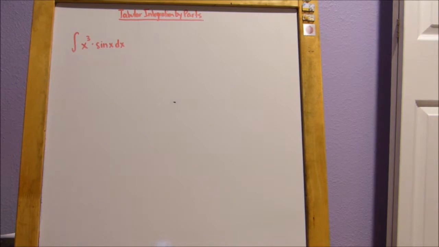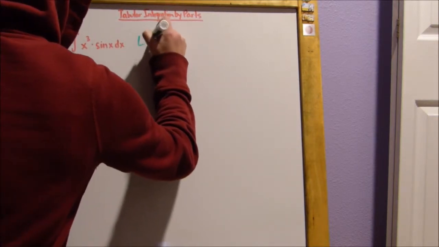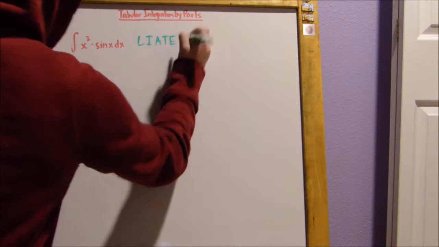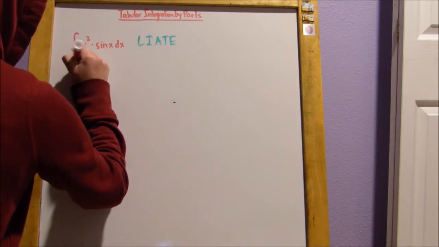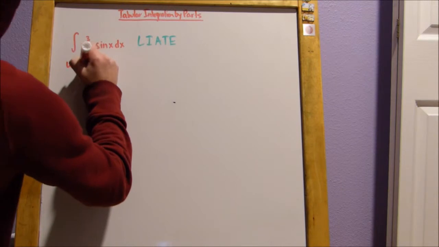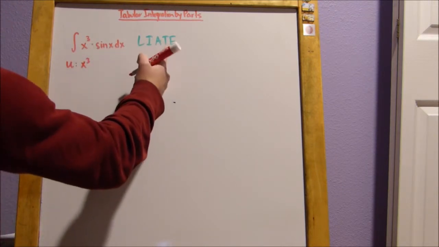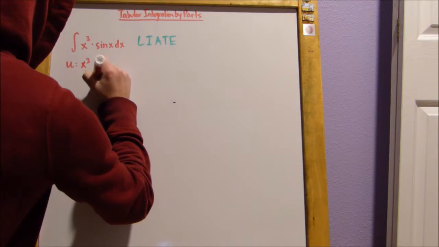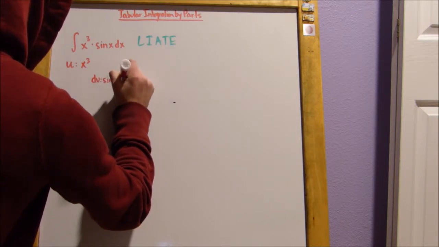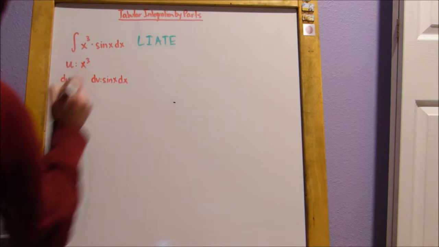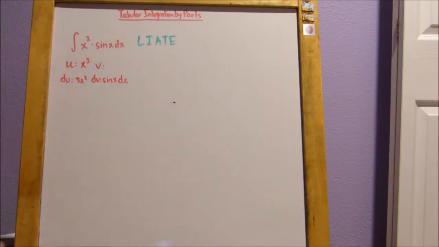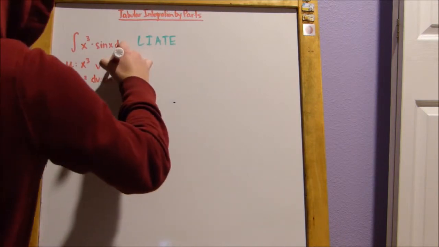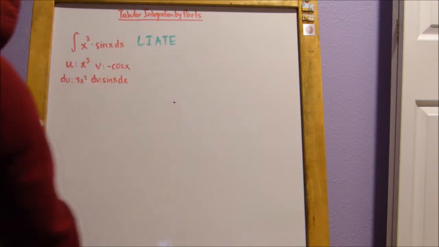So using our trusty LIATE, also known as logarithmic, inverse trig, algebraic, trig, and exponential, we can figure out that u is going to be x cubed because it's algebraic versus trig, which is farther down. So our dv is sine of x dx. Our du, if we take the derivative of this, is going to be 3x squared, and our v, if we take the antiderivative of this, is going to be negative cosine x, right?